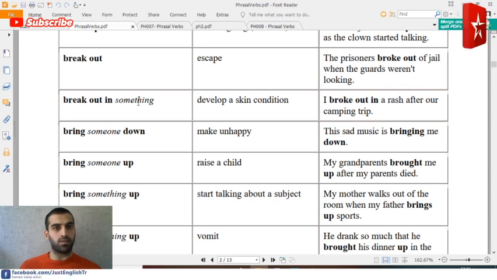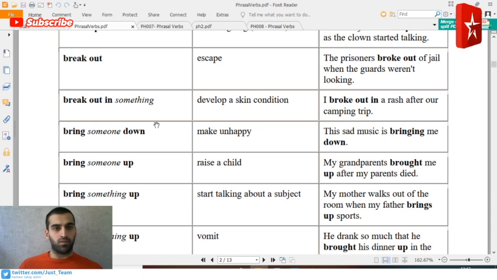Break out in something. It means develop a skin condition. If you have any problem with your skin, we can use break out in. For example, I broke out in a rash after our camping trip. You can see, break out in means develop a skin condition.